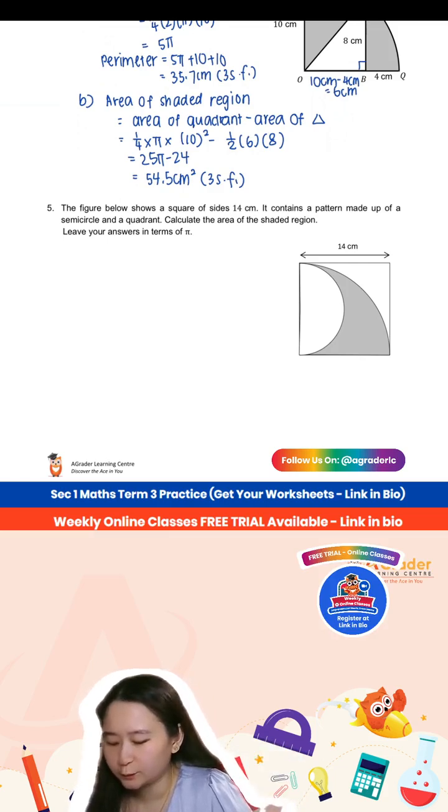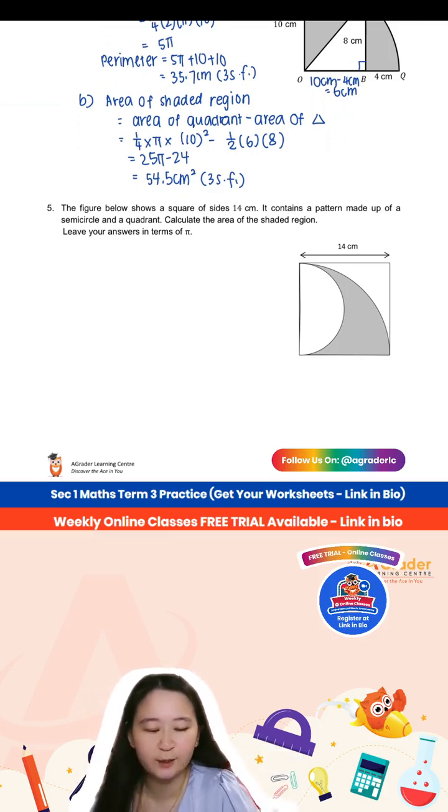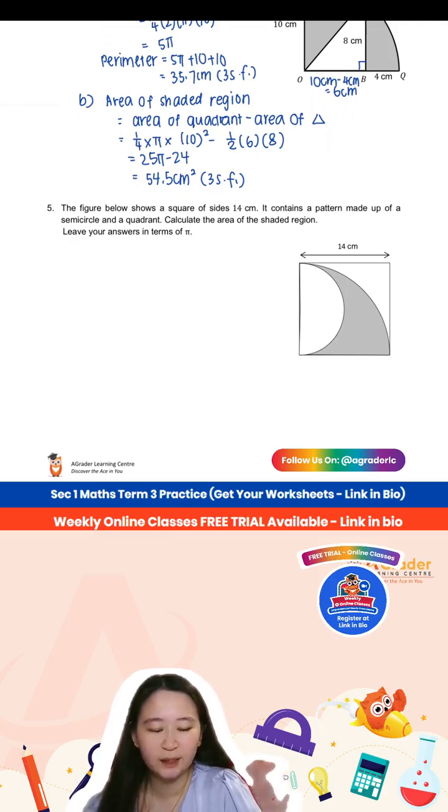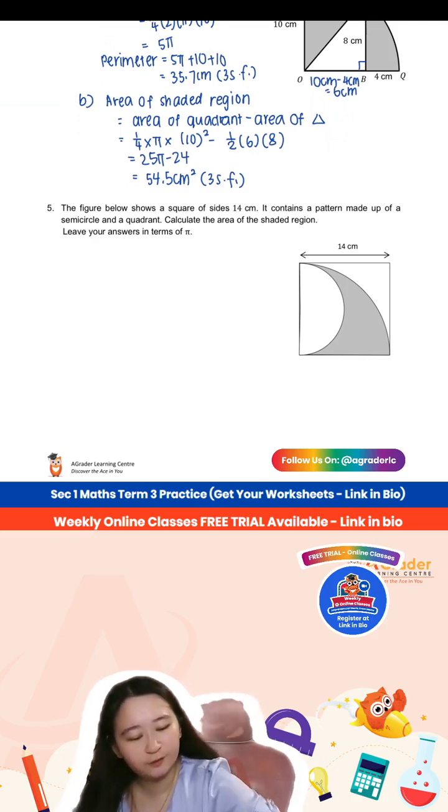So the figure below shows a square of sides 14 cm. It contains a pattern made up of a semicircle and a quadrant. Calculate the area of the shaded region. Leave your answer in terms of pi.